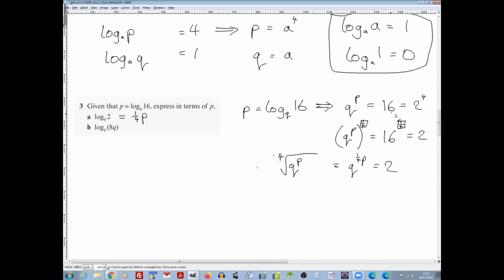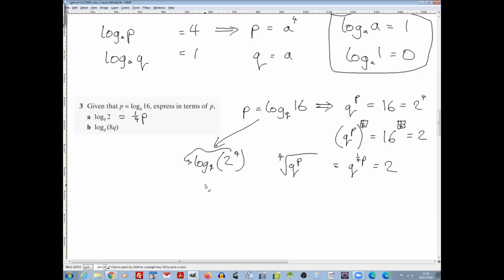Actually, let me show you the quicker way of doing that. It would have been P equals log to base Q of 16, which equals log to base Q of 2 to the power of 4. And what was the rule? We're just allowed to bring that round there. Okay.